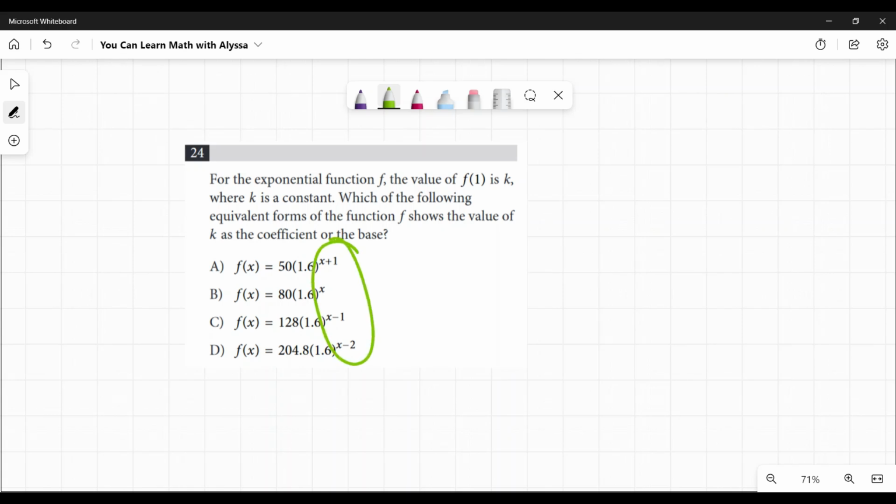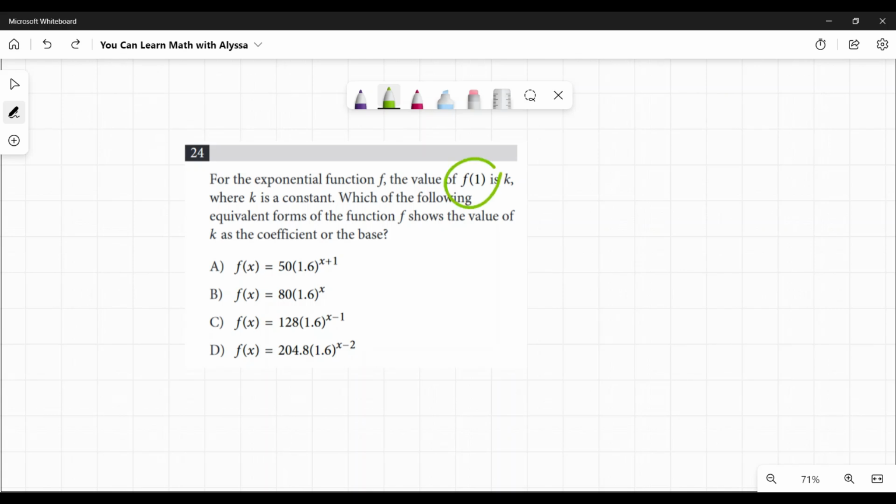x plus 1, x minus 1, x minus 2. Now, if I looked at this, that's a clue that all 4 of these are different. If some of them were the same, like if this was also x plus 1, or if all of them were x plus 1, that would be your clue that the numbers are what mattered. But no, these are all different. So that's your biggest clue here, that is the key. The 1.6's stay the same, so that doesn't matter. But the x is changing those exponentials. That's going to make a big difference in how these look.